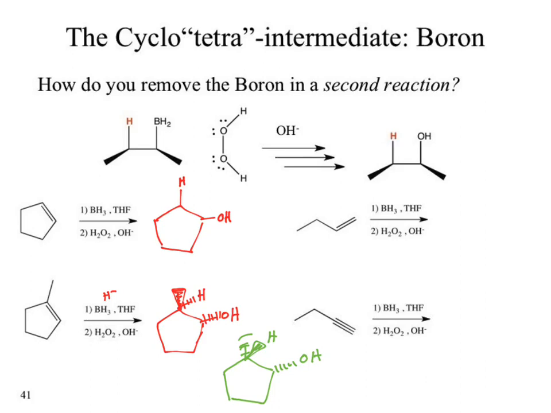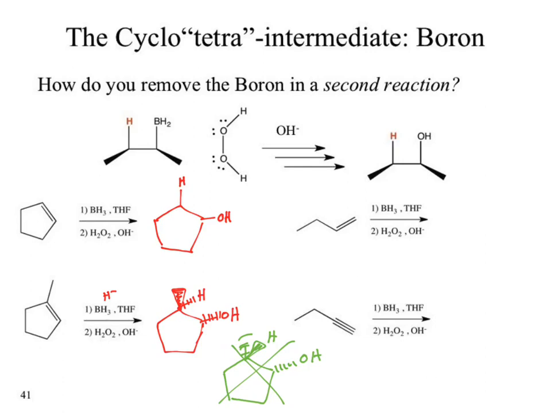What did we say about the boron reaction? Syn addition. Syn addition means same side, which is my valid answer. The red one. The green one is invalid. They're added on opposite sides. The boron reagent all the way through adds it on the same side, which means the OH that I've added and the H that I've added must be on the same side.